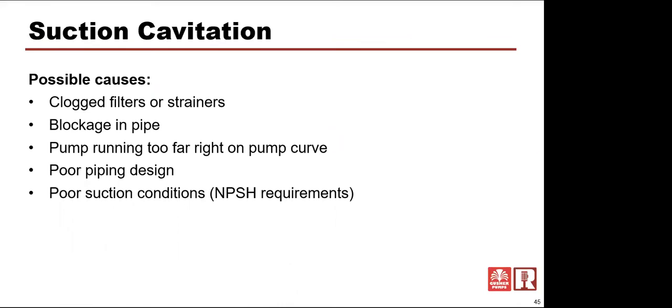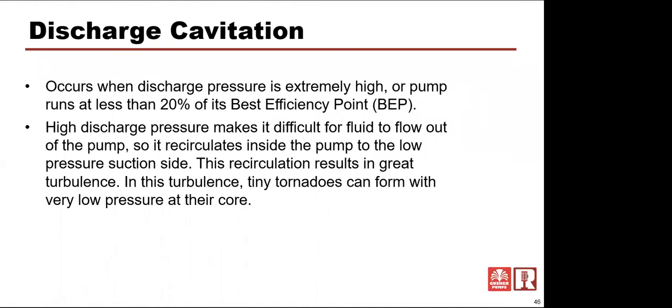I mentioned that you could create cavitation on the discharge side as well. If we create too much restriction in this pump discharge so that there's no place for this water to go but back to the low pressure side, what's going to happen is you're going to create little tornadoes of turbulence inside this pump casing as this pump flow tries to relieve itself back to the low pressure side, and at the center of that tornado is very low pressure.